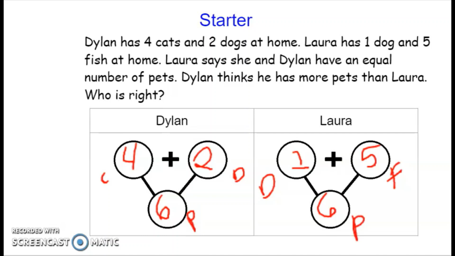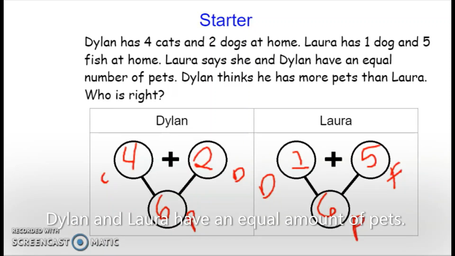So Dylan thought that he had more pets than Laura. But Laura said that she and Dylan have the same number or equal number of pets. So who is right? Go ahead and tell a friend or a family member. That's correct. Laura is right. They both have the same number of pets.